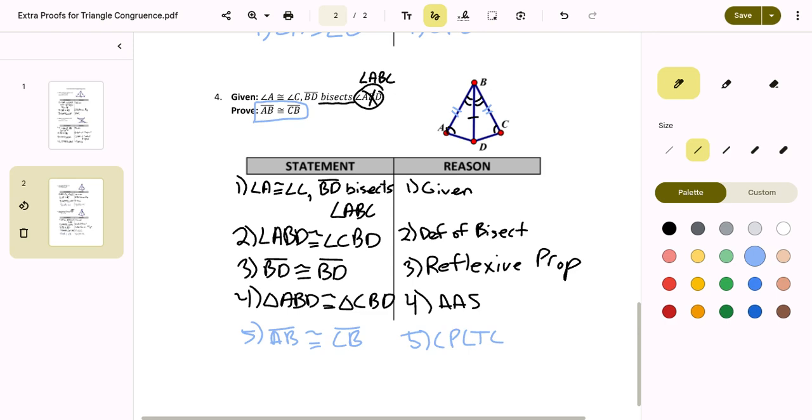There's also an extra credit paper that I gave you yesterday that you can feel free to work on that has these same proofs. You're just filling in both sides like we did here for your notes, as opposed to just filling in the blanks.